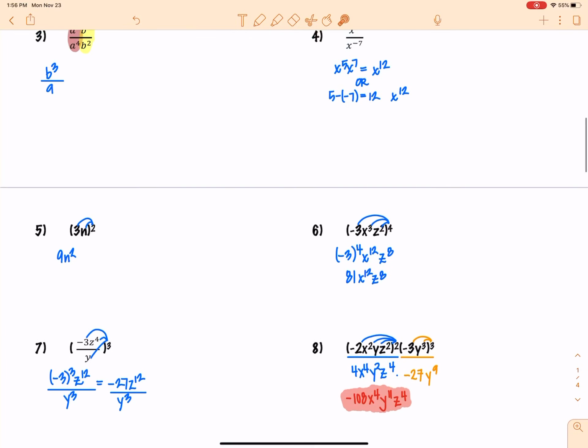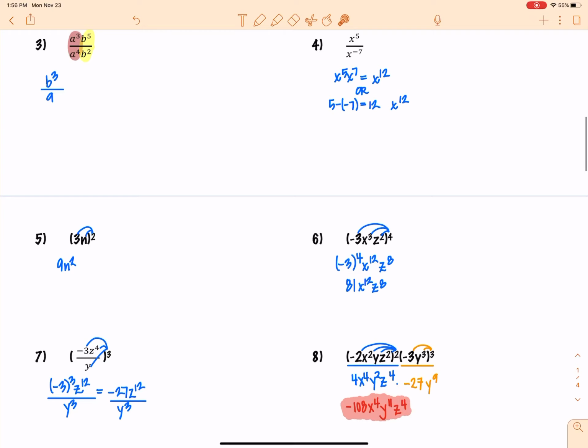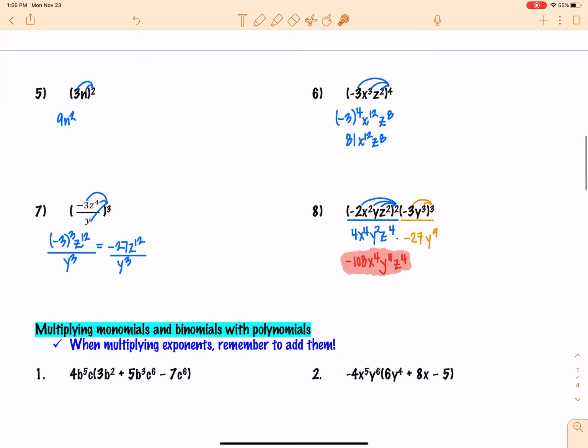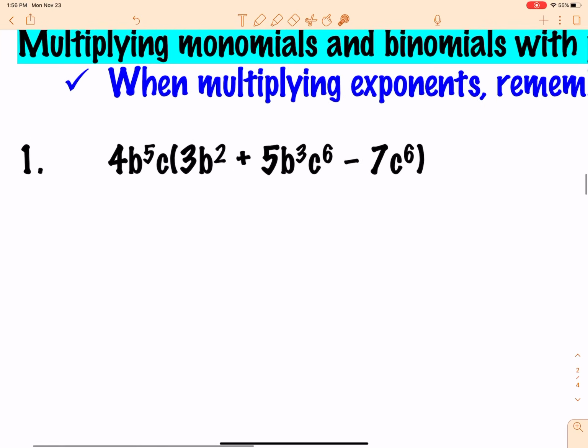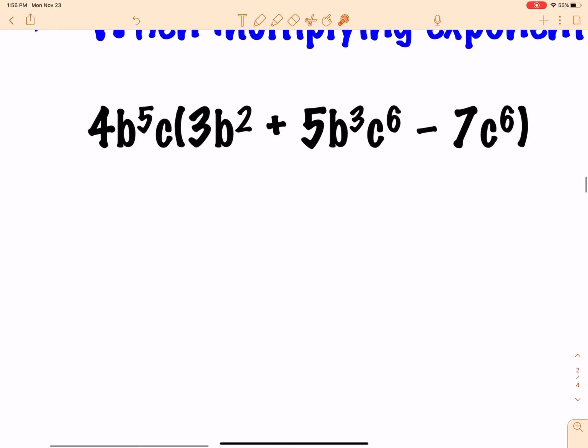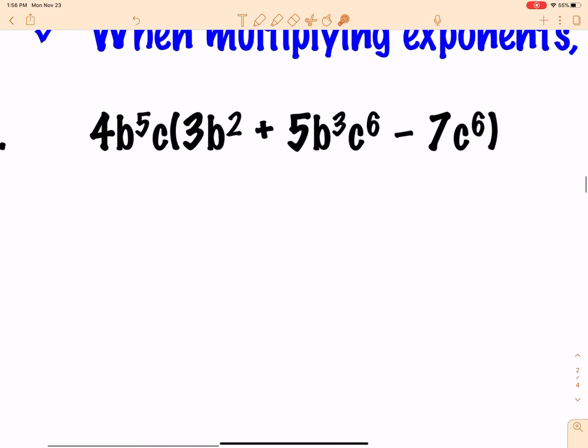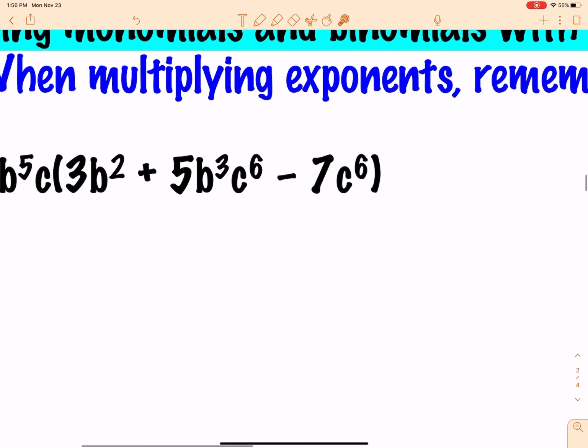All right, so those are your exponent rules. Now we're kind of going to warm up for the rest of the chapter by teaching you guys how to multiply monomials and binomials, and then polynomials. So this is kind of what you guys already know how to do, and I'm going to show you guys a pretty easy way to do it at the end as well. So all we're going to be doing here is distribution.